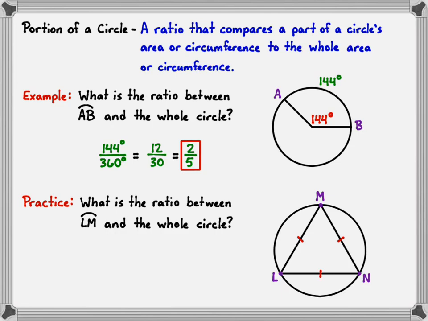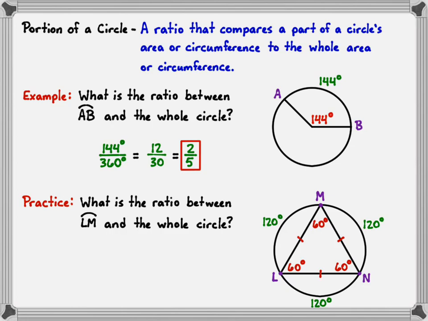All right, for the ratio between arc LM and the whole circle. Well, what I notice here is arc LM is here. There's a couple ways of looking at this. The first thing I know is that this is an equilateral triangle. And so this equilateral triangle is essentially cutting the circle into 3 equal pieces, because these are all the same. So if I take 360 and I divide it into 3 equal pieces, I would end up with 120 degrees for each of those pieces.